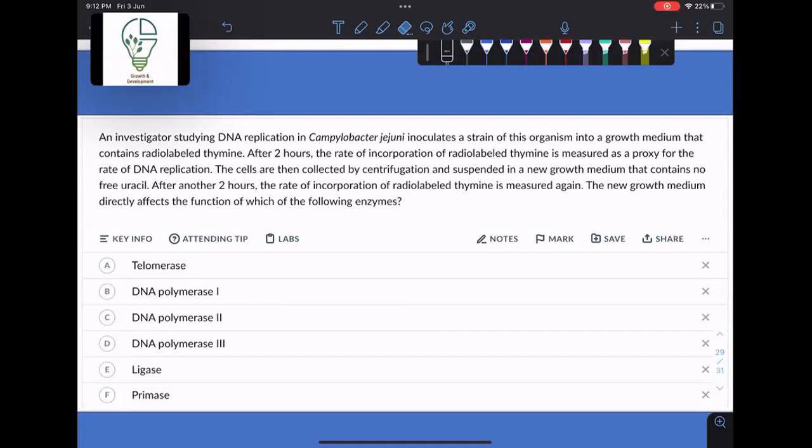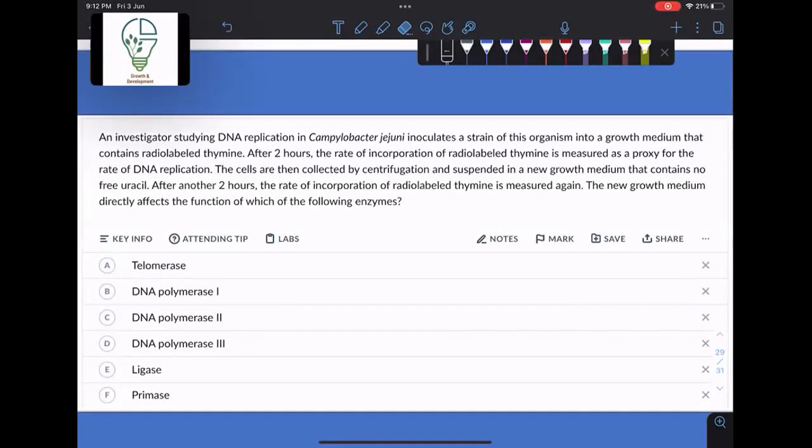So we basically forget everything and look at the key important words. They're telling you that they're studying DNA replication, and they have inserted radiolabeled thymine. What they have done is attach a special radio molecule to thymine, which is one of the nucleotides. And every time thymine is incorporated in the DNA, we will know that this thymine has been incorporated, all right?